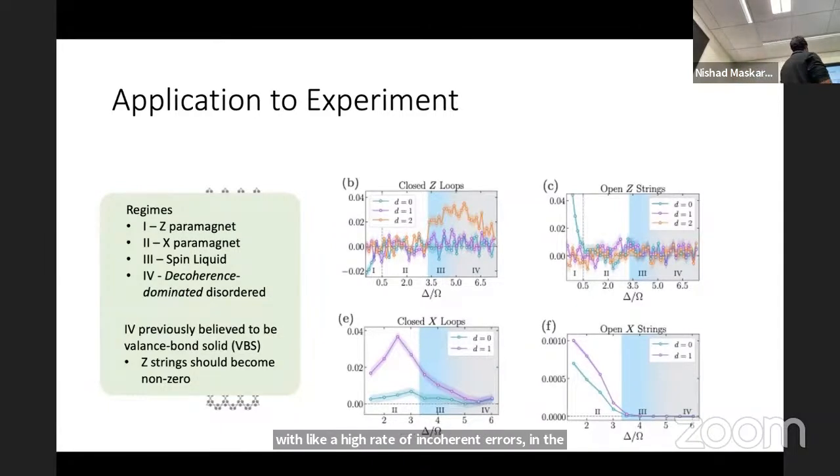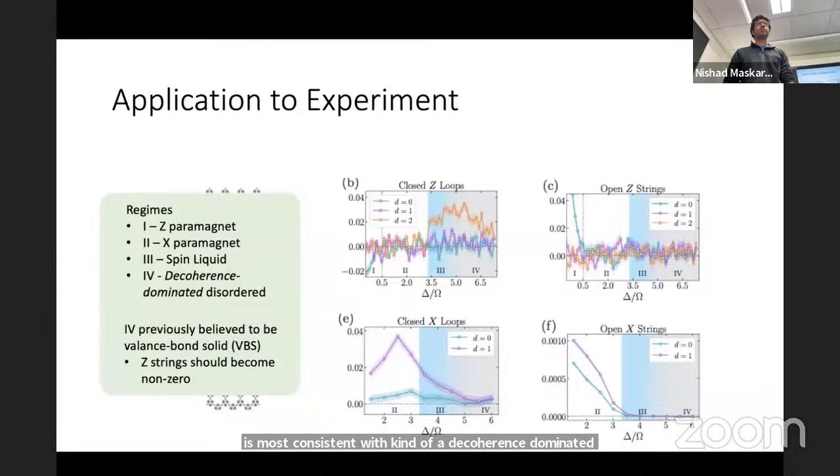Because if this was consistent with what was previously believed to be true, that as we increase the detuning, we go farther and farther into a valence bond solid phase, then we would also expect some non-zero signal appearing in the open Z strings. However, because we don't see any non-zero signal appearing in the open Z strings, we conclude that this effect is most consistent with a decoherence-dominated disorder phase. Okay, so any questions on experimental analysis?